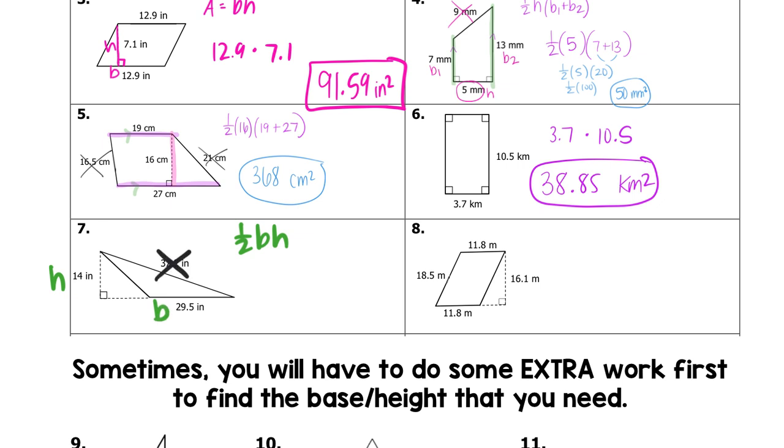So we're just going to do 1/2 of 29.5 times 14. And if you multiply all of that out, you're going to get 206.5.